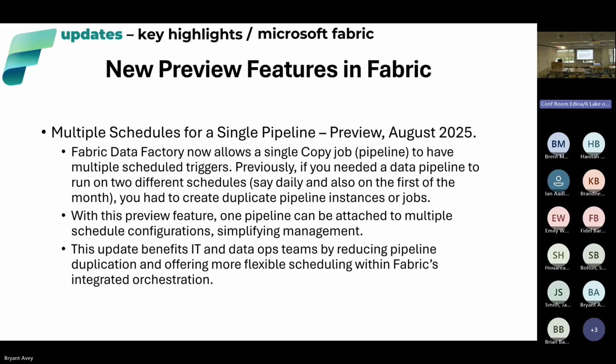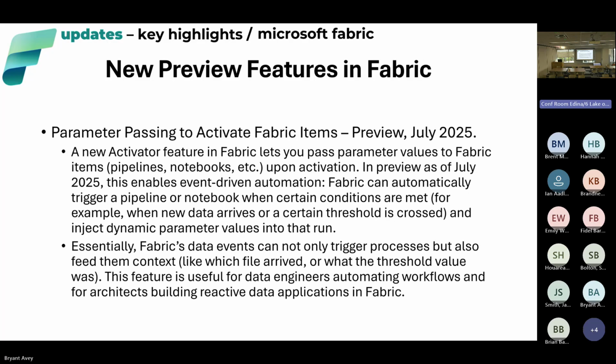And then the last thing I think on this is that in Fabric, multiple schedules can now be attached to a pipeline, which is kind of cool because you could run it differently on Saturdays or whatever. I think this was just sort of a gap that they didn't allow before, and so that's good news. And then Activator can now pass parameters to Fabric items. I guess previously it couldn't, and now it can.